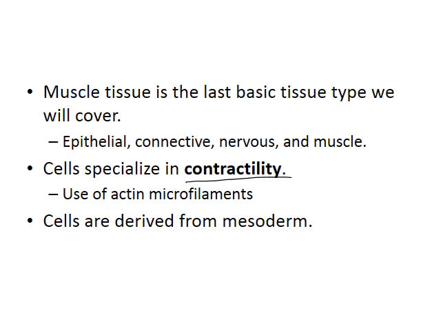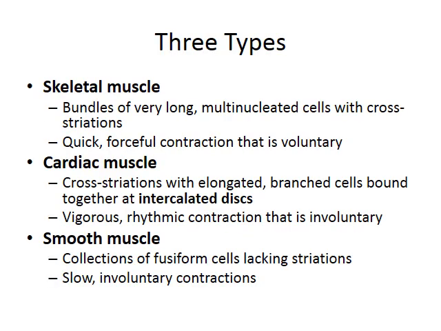Now, these cells are going to come from the mesoderm layer of the embryonic development, and they're going to be using the actin myofilaments to undergo their contractions. Now, there's three types of muscle cells or muscle tissue that we need to know for this chapter. There is first the skeletal muscle, which is probably the one that everybody's most familiar with. Then we have cardiac muscle, and then smooth muscle.